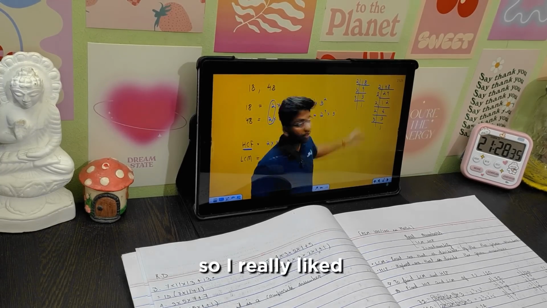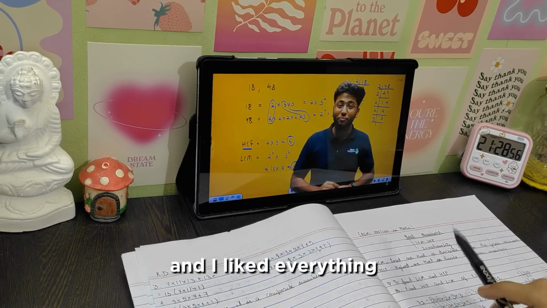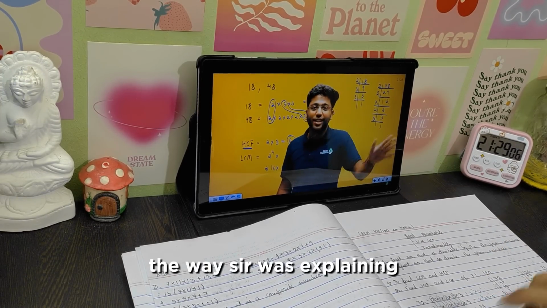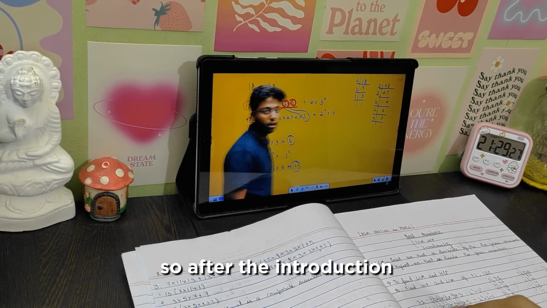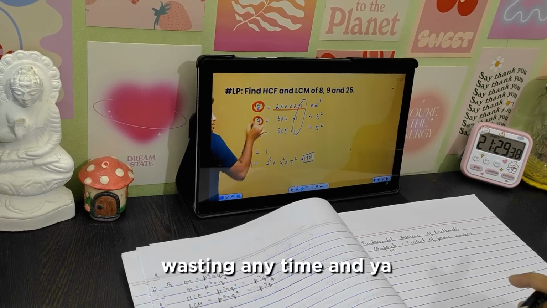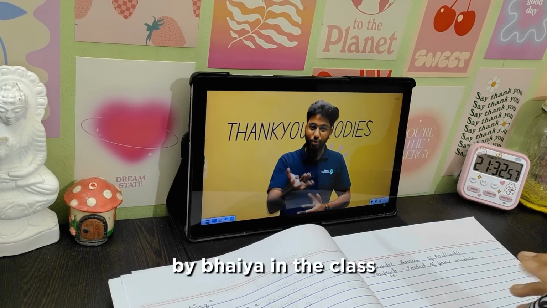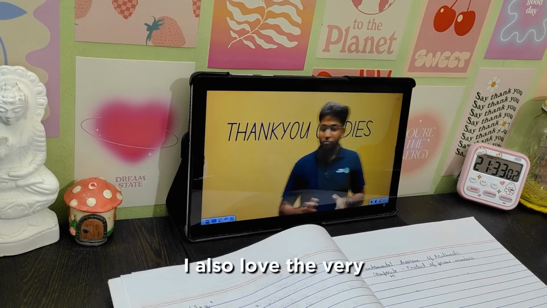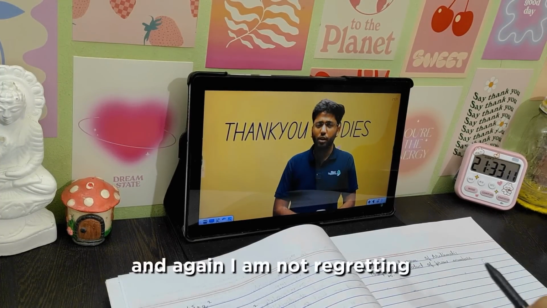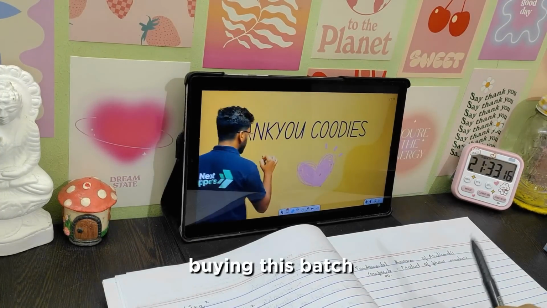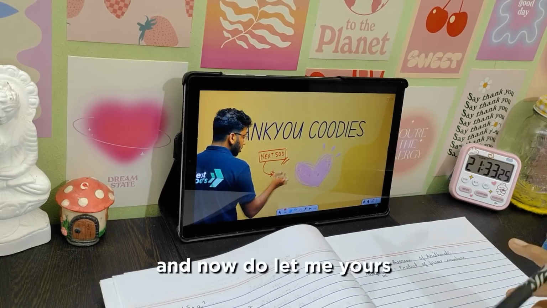Okay, so now it's time for my maths class experience, like how was it and did I like it. So I really liked the first class of maths of the Aarambh batch, and I liked everything, the way sir was explaining the concepts and then the questions. After the introduction he started teaching without wasting any time, and I did all the questions that were given by Bhaiya in the class. So I also love the very first class of maths and my experience was really very good, and again I am not regretting buying this batch.